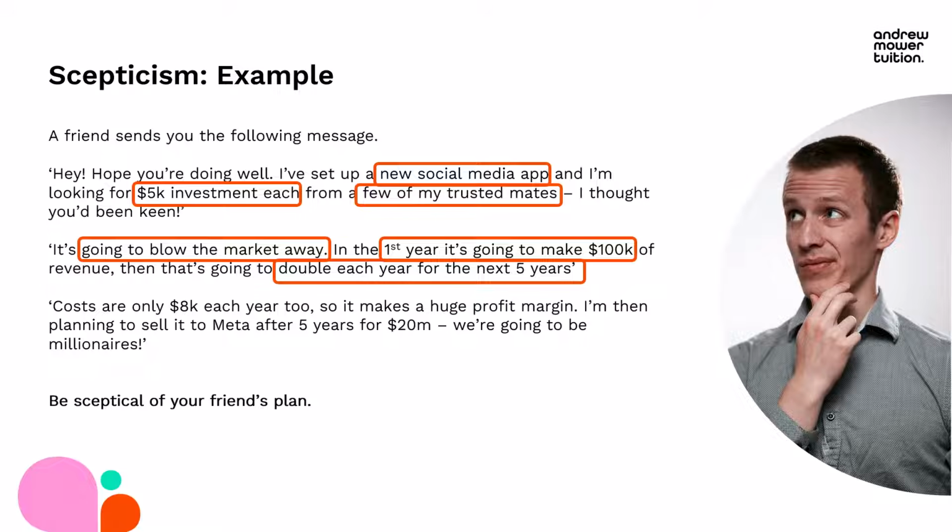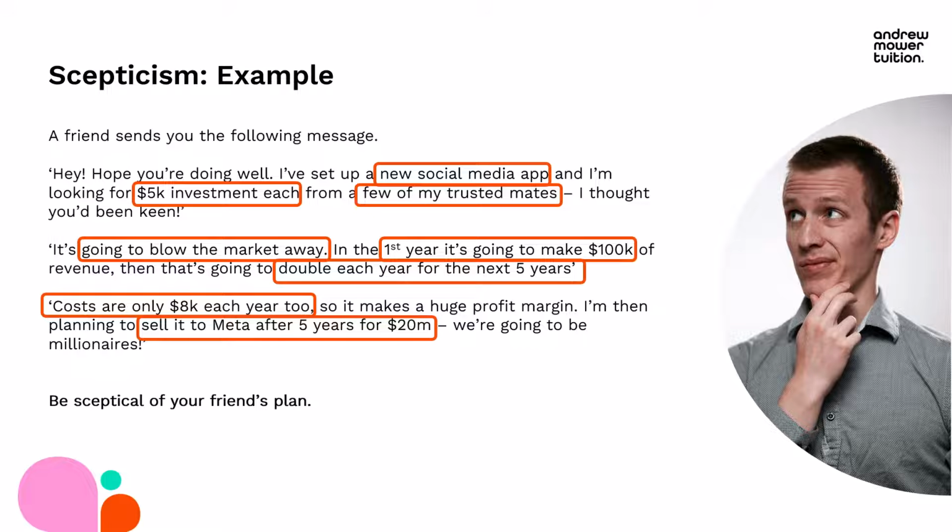Right? Where does that assumption come from? How have you worked out that figure? How do we know that's going to happen? Costs are only 8k each year too, right? So we're doubling our income, our revenue, but then we're not increasing our costs. Seems a bit strange. Need to challenge that.